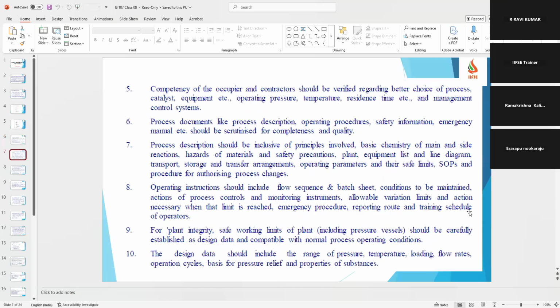Then competency of the occupier and the contractor should be verified regarding a better choice of process, catalyst or equipment, etc. Then operating pressure, temperature, readiness time, etc. And also management control systems. But we can't assess the competence of the occupier because he is the owner. Even though he is illiterate also, we can't assess the competence of the occupier. Okay, we can assess the competence of the contractors. So before allowing them, we can assess them.